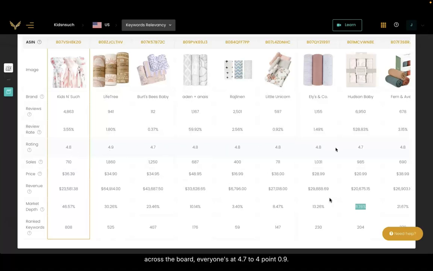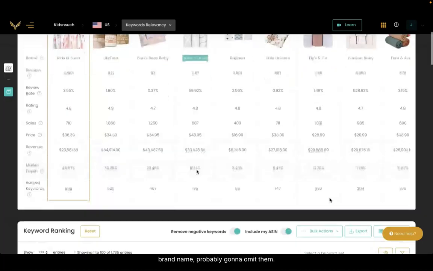Rating, across the board, everyone's at 4.7 to 4.9. I happen to have a 4.8 rating, which means I have all 5 stars highlighted on the Amazon detail page. So I don't have to worry about credibility from a rating standpoint. I am credible. Pricing, 36. These next 3 are pretty similar, or slightly under or about $10 over. Again, big brand name, probably going to omit them.